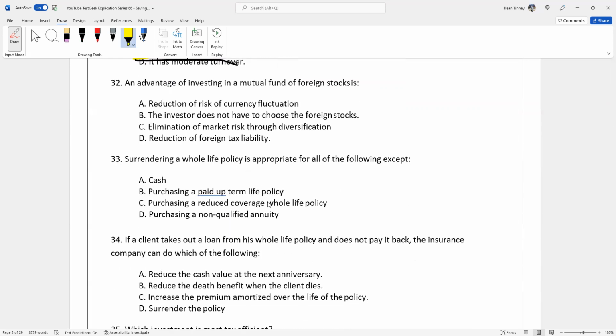An advantage of investing in a mutual fund of foreign stocks: the reduction of the risk of currency fluctuation. No, I mean, I still have currency risk. That's not an advantage. The investor does not have to choose the foreign stocks. That sounds pretty good.